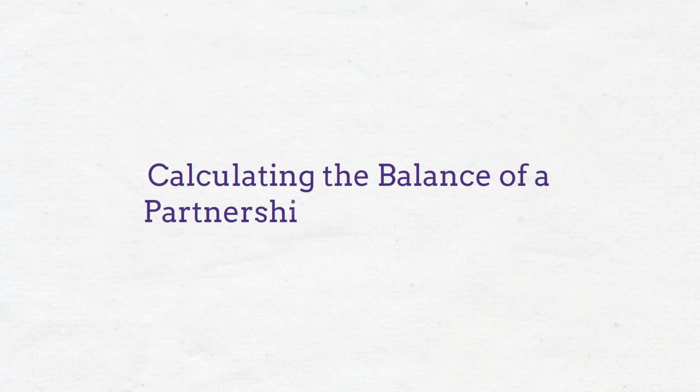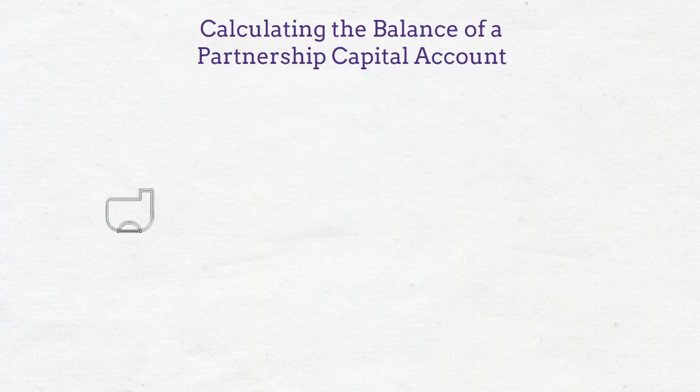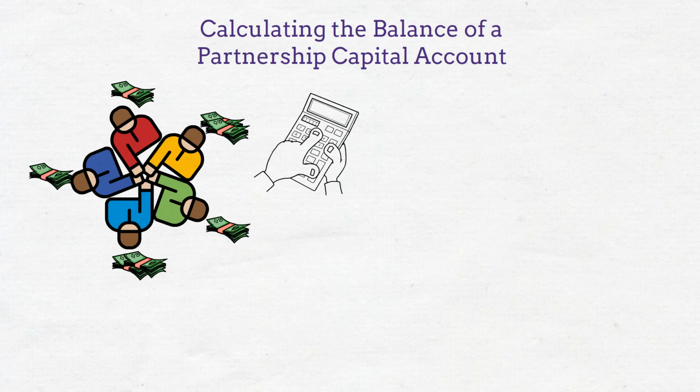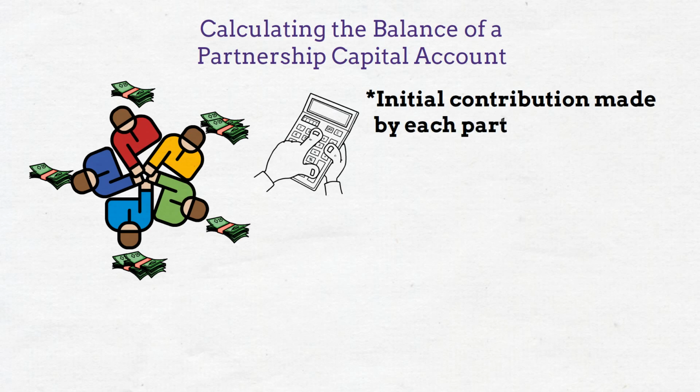Calculating the balance of a partnership capital account. The balance of a partnership capital account represents the amount of money each partner has invested in the partnership and any share of profits or losses allocated to them. To calculate the balance of a partnership capital account, you first need to determine the initial contribution made by each partner. This can include cash contributions, property or assets, or services performed for the partnership. The initial contribution is credited to the partner's capital account.